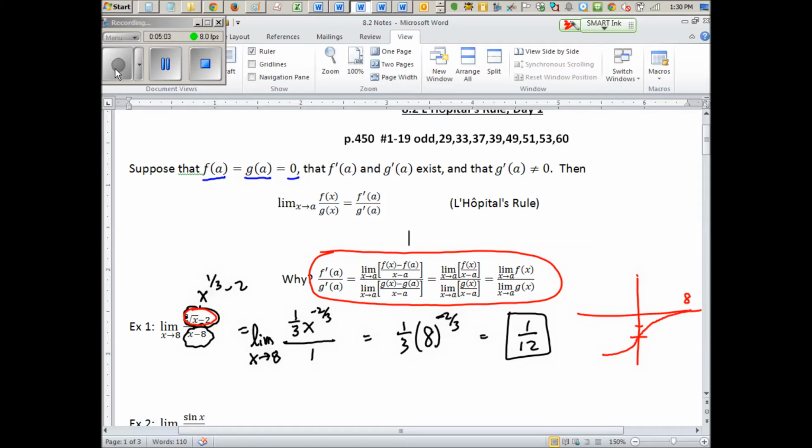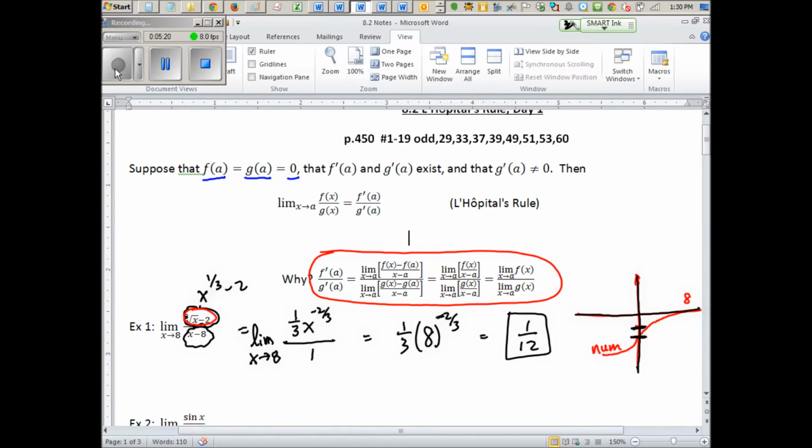And when you get near 8, you know what happens? It gets real close to the x-axis. In fact, it finally hits the x-axis at 8. Okay, so that's cube root of x minus 2. This is the graph of the numerator. And then the graph of x minus 8, of course, is a line.